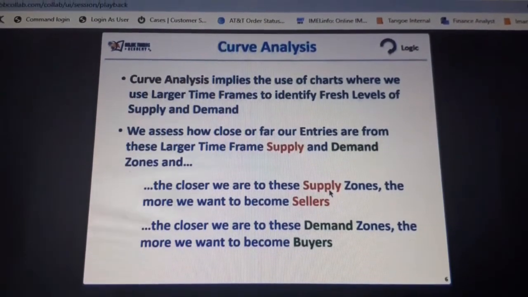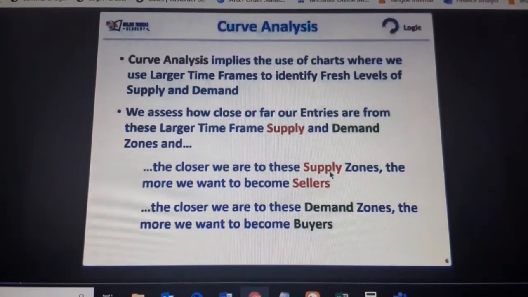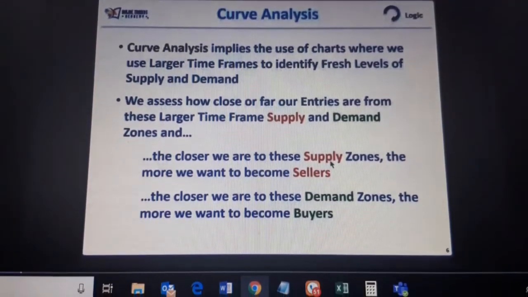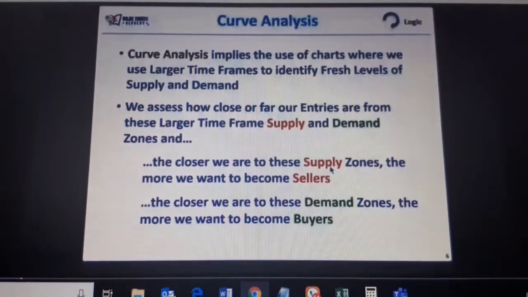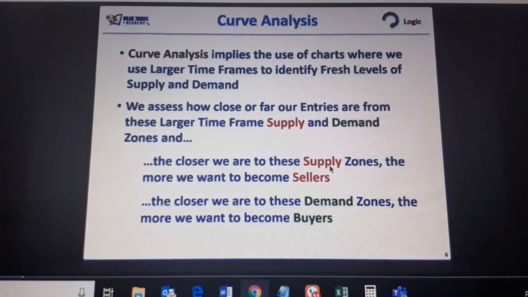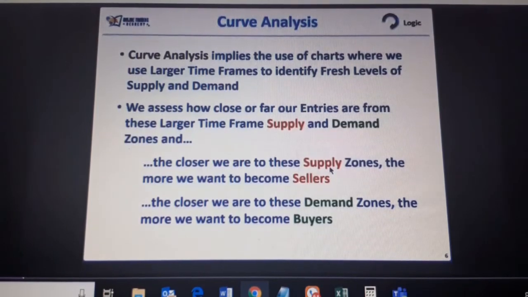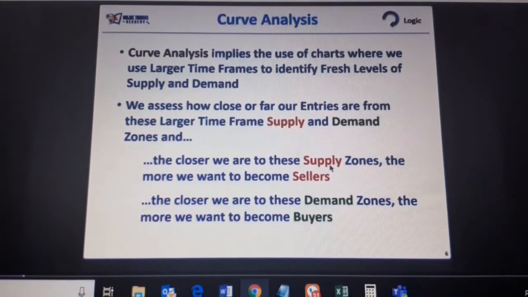Okay, so in curve analysis, we will mark our fresh levels of demand and supply on the higher time frame, that is your curve time frame. And this demand and supply, what will this do? What we have marked on the higher time frame will decide whether we want to be a buyer or seller of that stock.